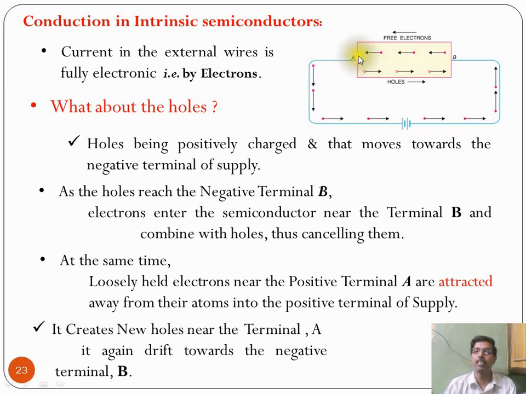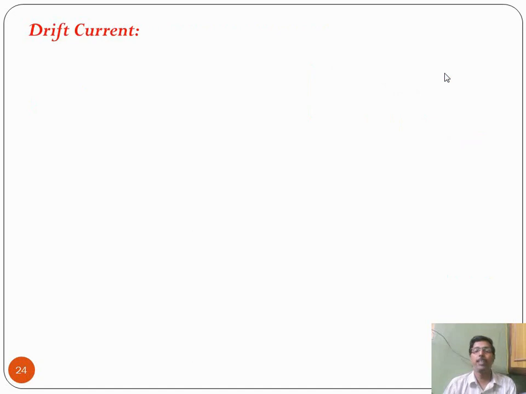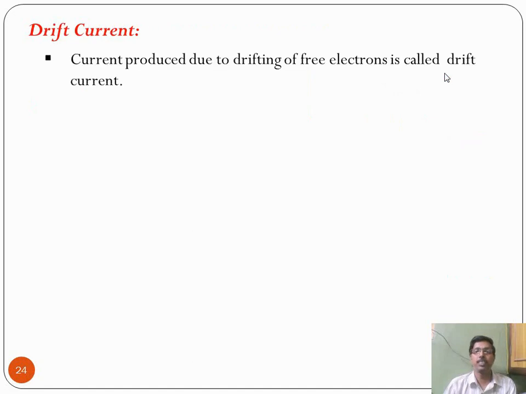Electrons have moved, which means there is an empty space, and these are called holes. Holes are created near terminal A, and they again drift towards terminal B. Now, based on this concept, we can define a drift current. That is the current which is produced due to drifting of free electrons.